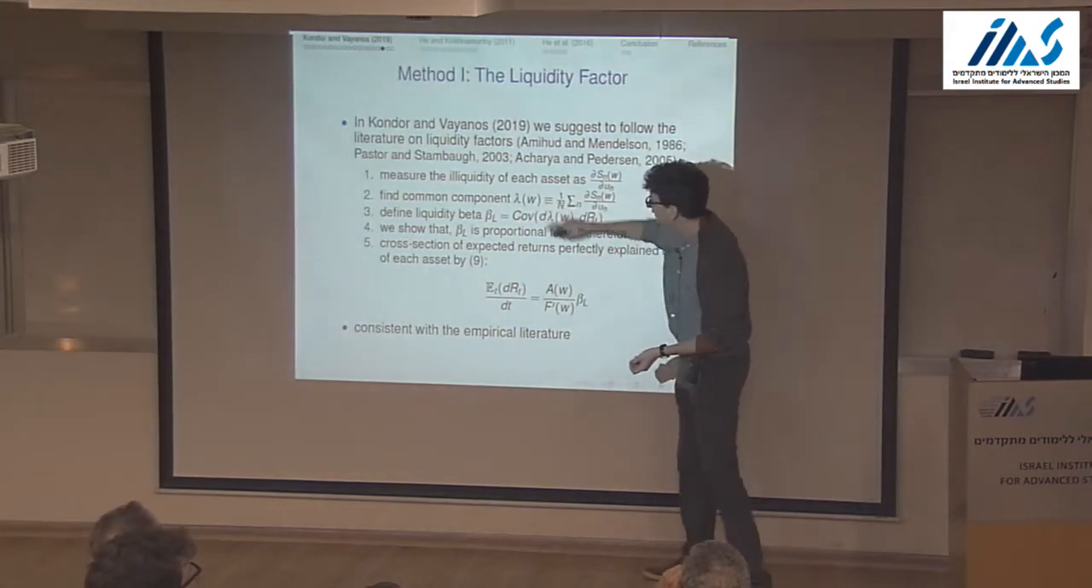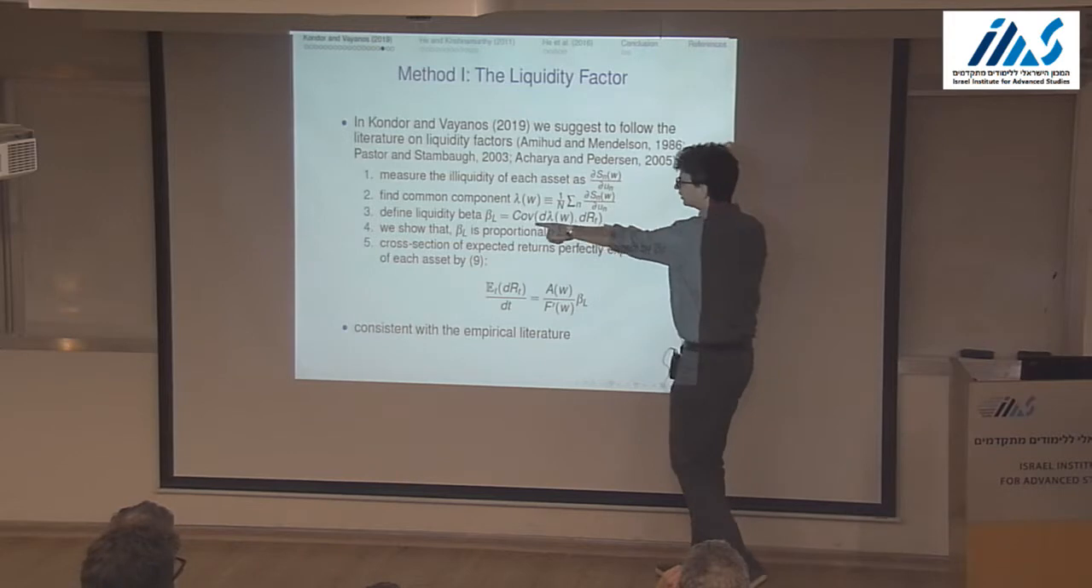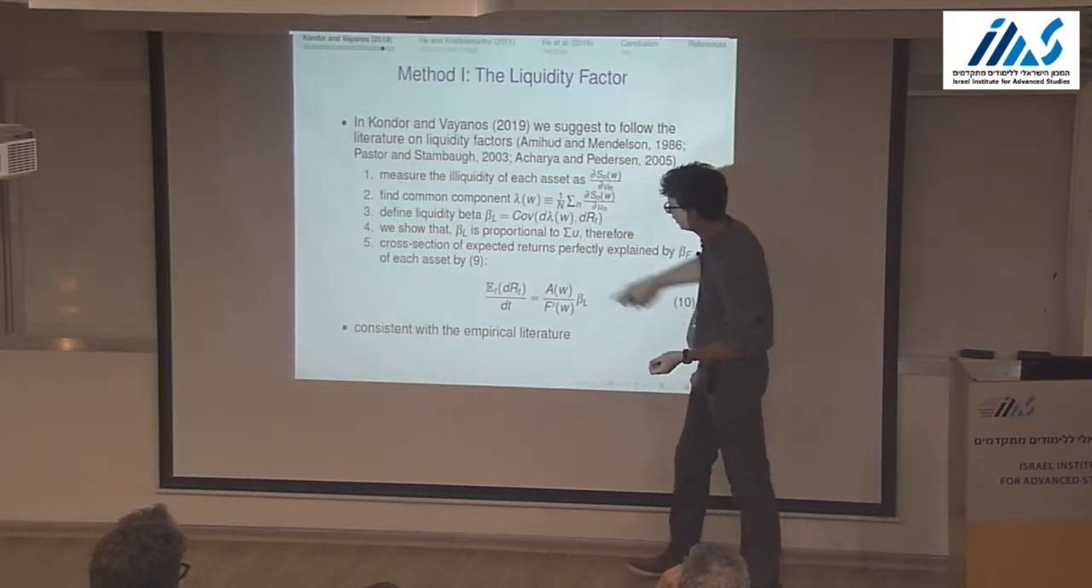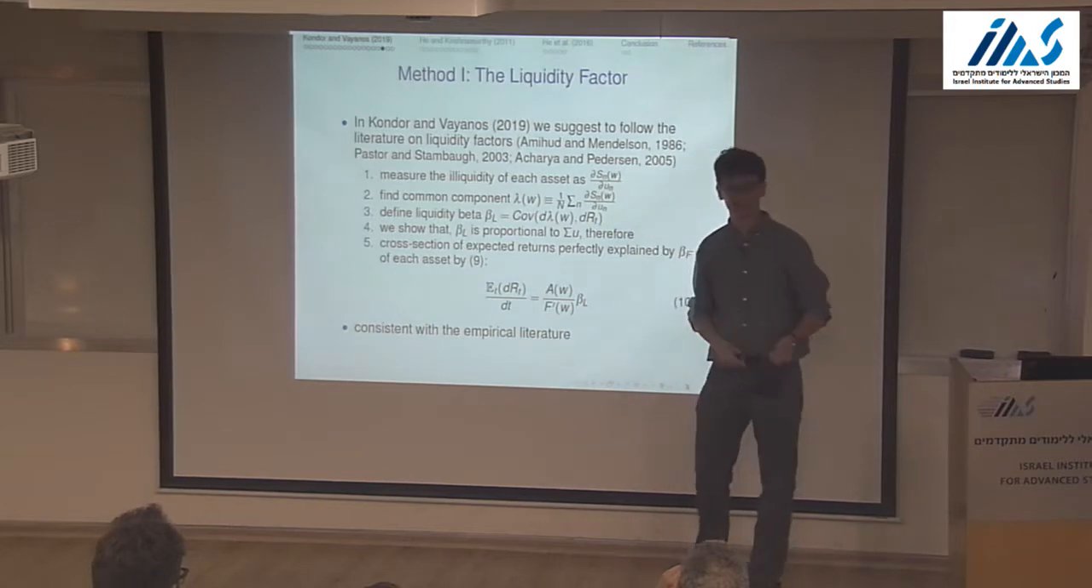And once we have an effective risk aversion function, if we take the covariance of the innovations of that effective risk aversion function with returns, we get a beta which happens to price assets.